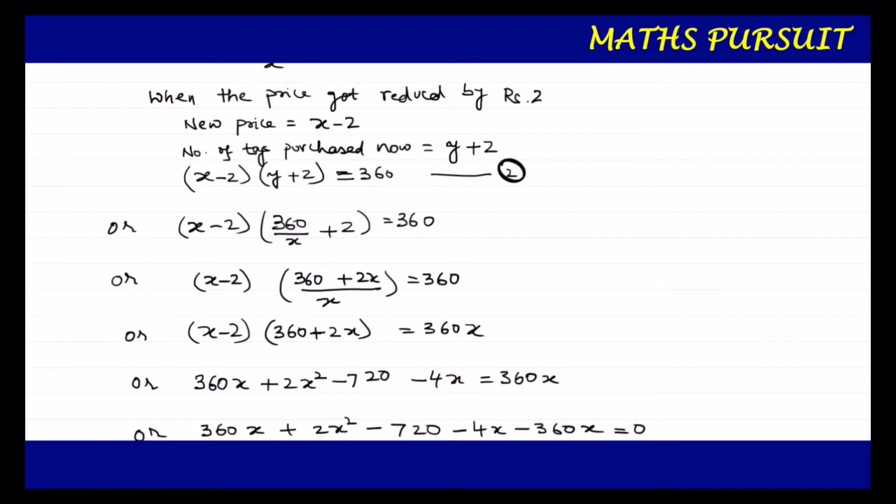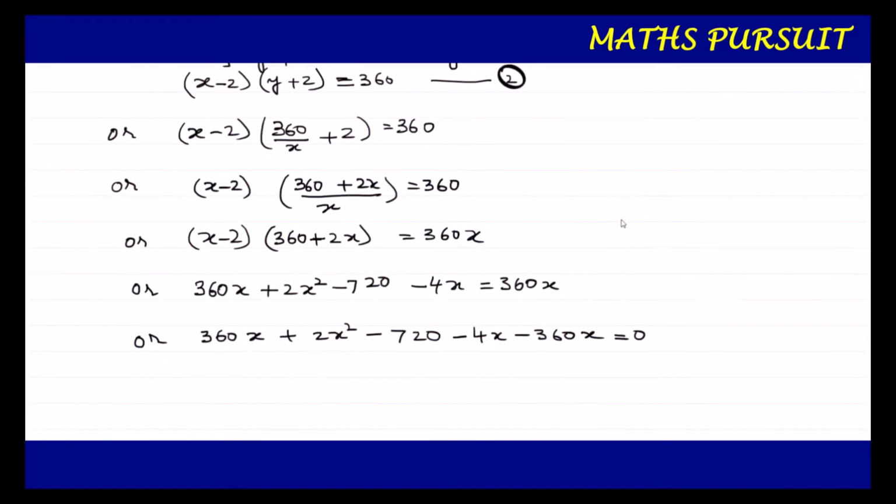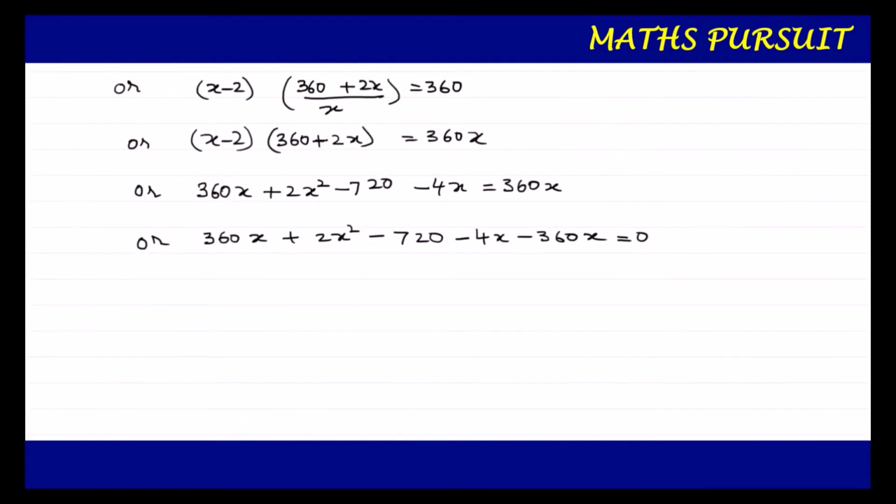What I did, now I moved this 360x from the right side to the left side, so it becomes minus 360x. Now you could see that this 360x and this 360x cancelled out because this is plus 360x and this is minus 360x. So it got cancelled out. We are left with 2x to the power 2. Let us rearrange this equation. Minus 4x minus 720 is equal to 0.